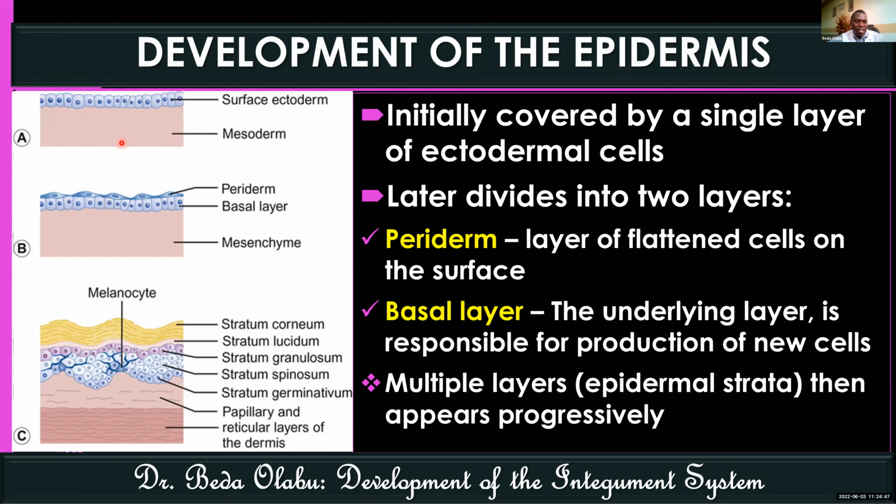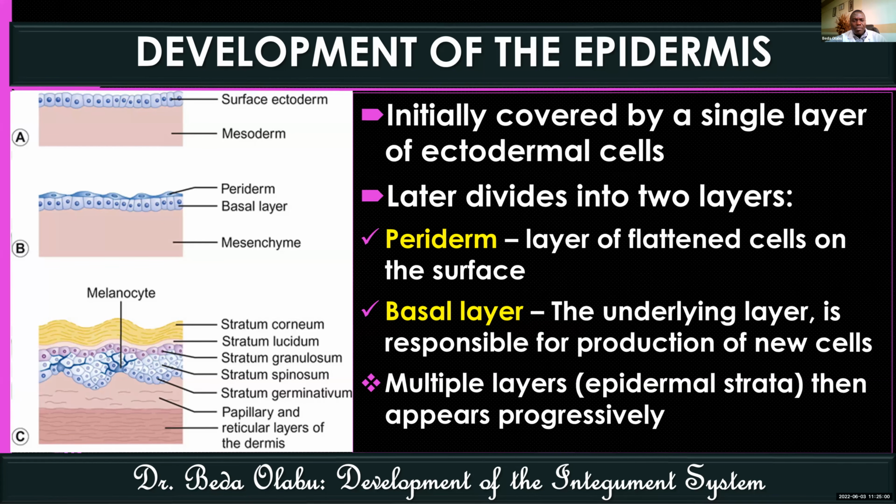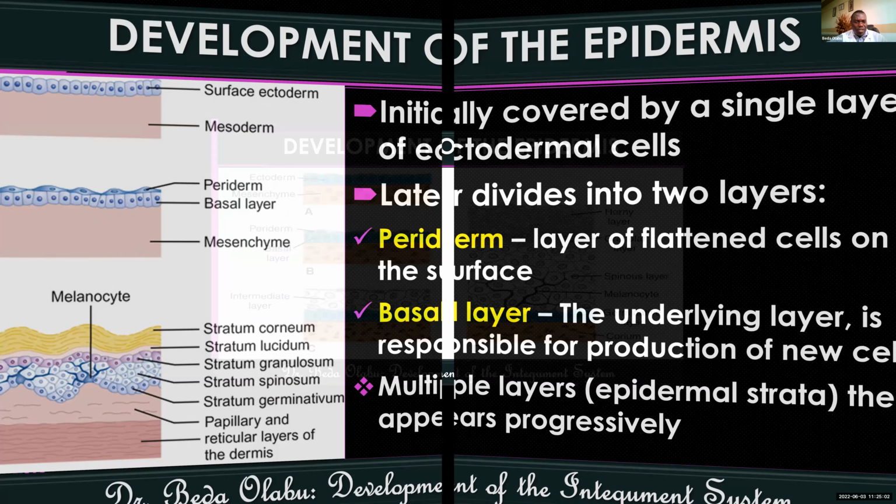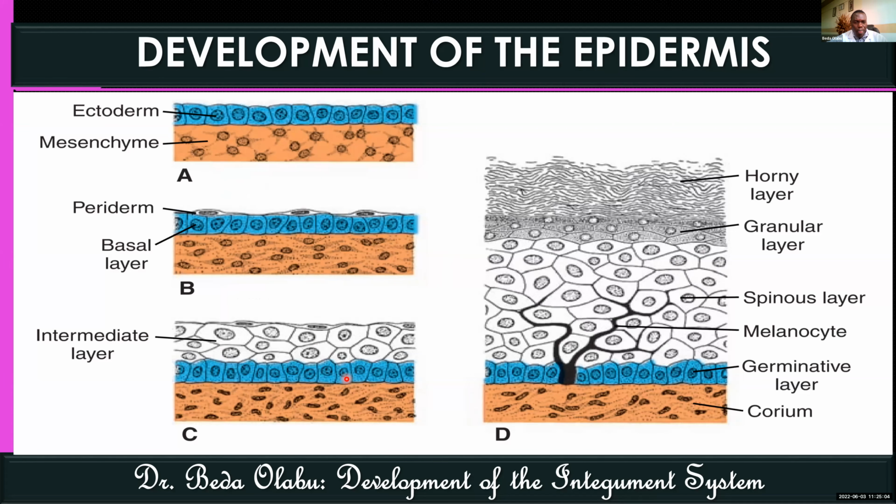So understand the stratification of the epidermis is a continuous thing and occurs as a result of the basal cells dividing and migrating. So this also captures that very well.